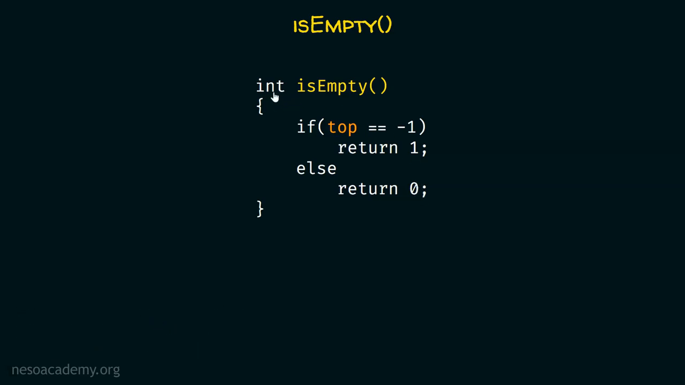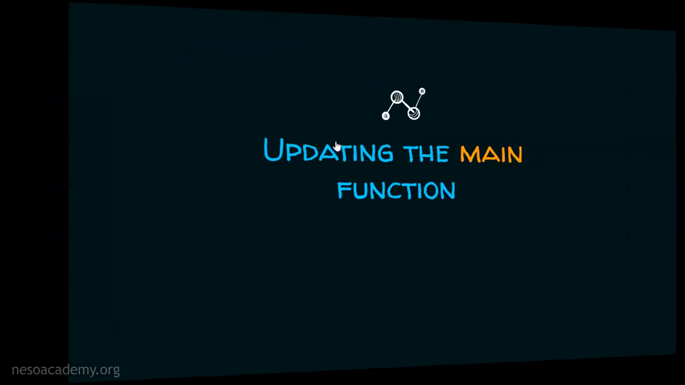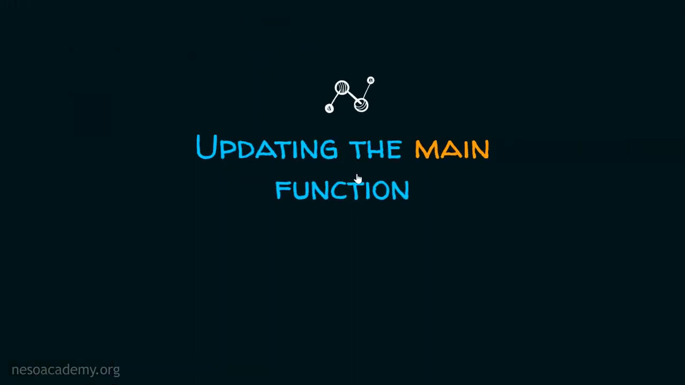That is why the return type has to be integer. Now, it's time for updating the main function. We must update the main function. This is what we should do at last, right? Let's see how to update the main function.